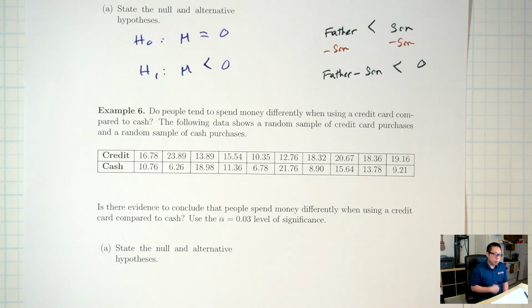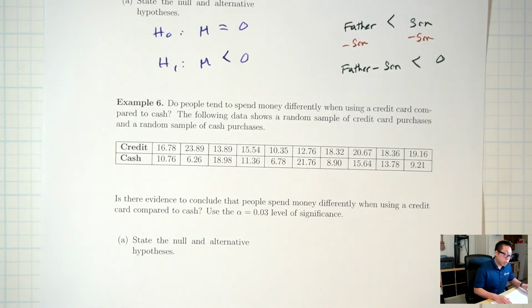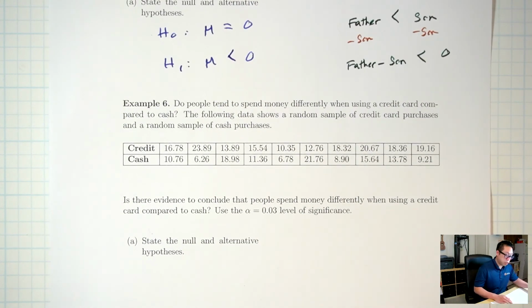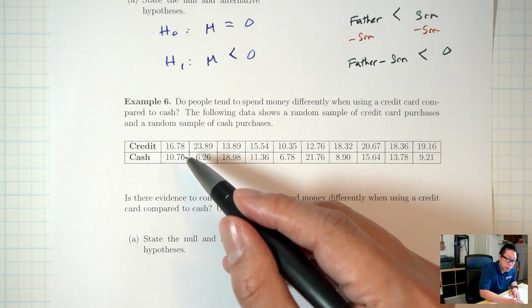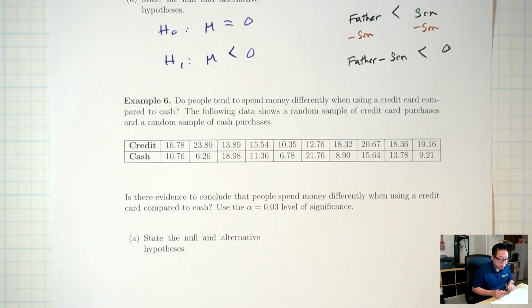Example 6. Do people tend to spend money differently when using a credit card compared to cash? The following data shows a random sample of credit card purchases and a random sample of cash purchases. Is there evidence to conclude that people spend money differently when using a credit card compared to cash? Question, is this independent or is this matched? So you may say that these are credit card and cash purchases from the same person. If that's true, this would be matched.